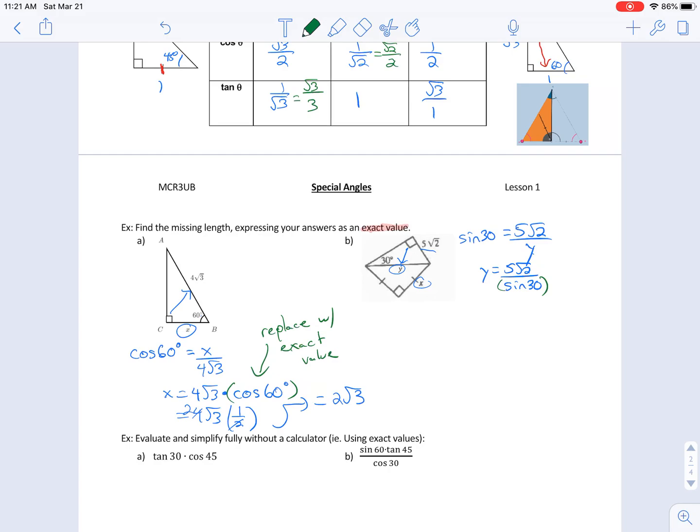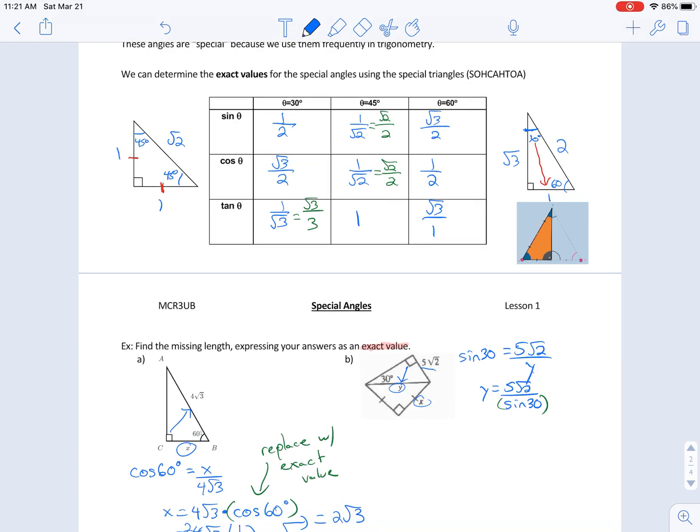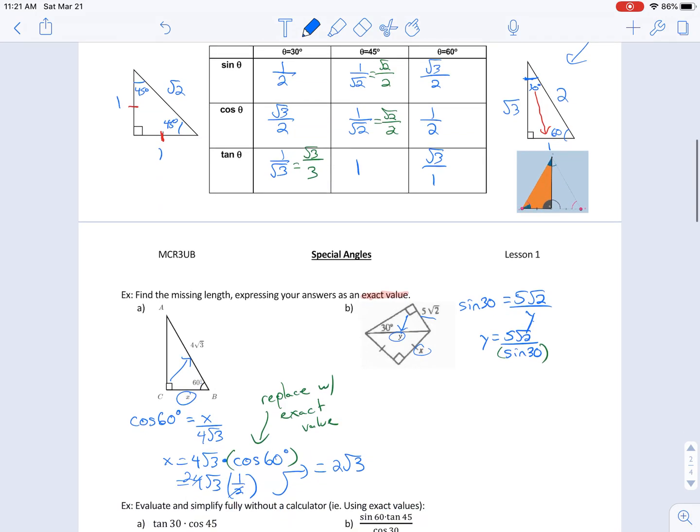So this is where I want to replace this guy again, the sine of 30. So I say, what is the exact value of sine of 30? And I can either go to my triangle here, or I can look at the table, which you're not always going to have. So sine of 30 is going to be 1/2. So I'm taking 5 root 2, and I'm going to rewrite it like this. I'm dividing it by 1/2. So really that's like multiplication, where I flip that second fraction, so I end up with 10 root 2. So my y is 10 root 2.